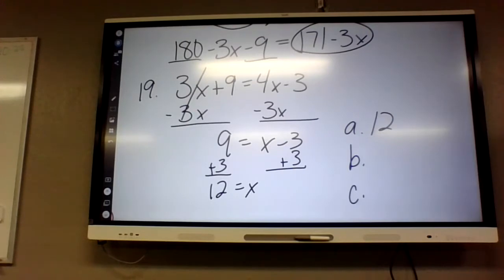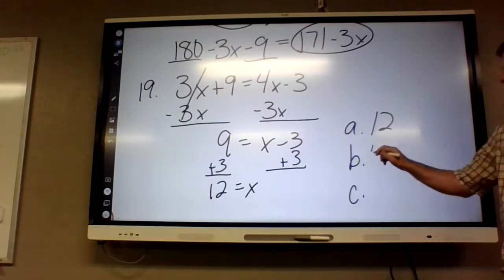B says find the measurement of angle 5. How could I find the measurement of angle 5? All right, plug in 12. So 3 times 12 plus 9, 45 degrees.